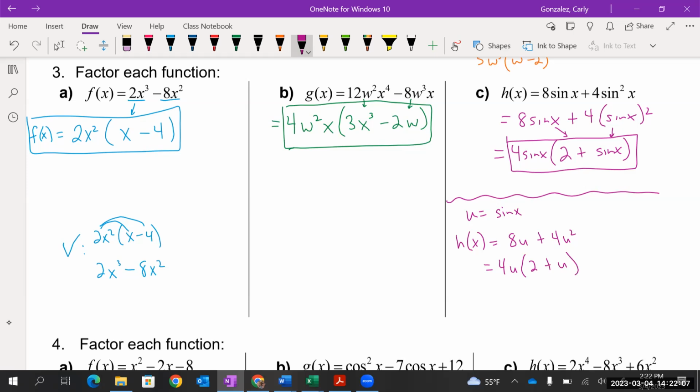And then to finish up, I have to now plug in that sine x for u. So I just substitute back. So I get 4 sine x, 2 plus sine x. Either way, notice we get the same answer. So you can see the original way we did it, or using a U substitution. Both will give us the same answer.